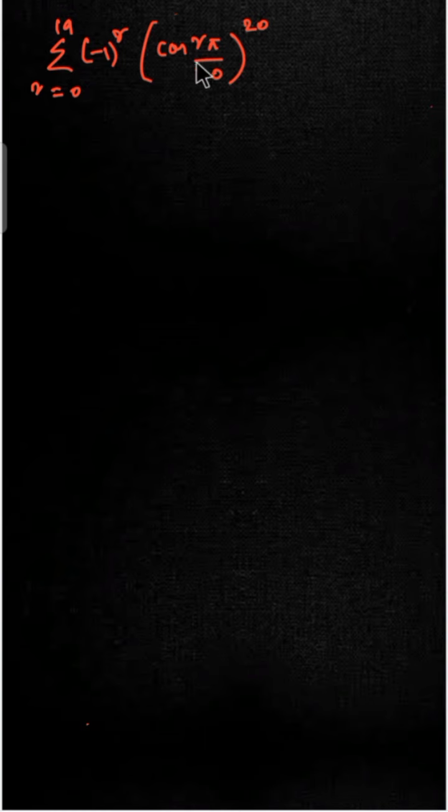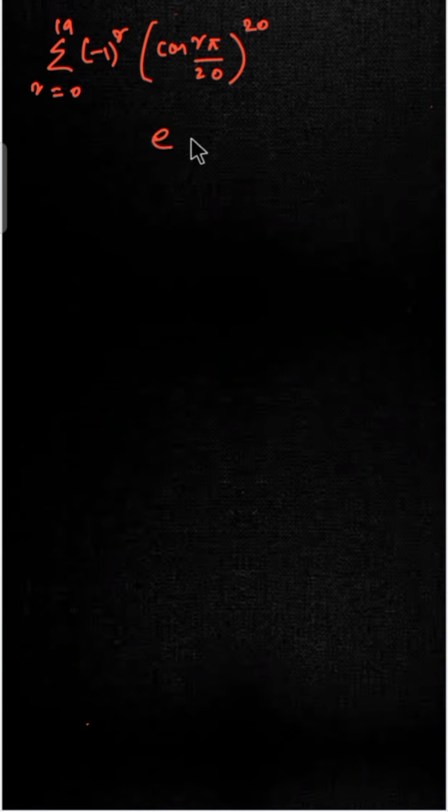So first of all, this is cos r pi by 20. Whenever you have only cos terms, we cannot just add them using a formula, because we have minus 1 whole power r. So we'll be facing a minus for some terms and a plus for some terms. So we need to make sure we convert this into an easy form so that we can evaluate. So I shall convert this into exponential form.